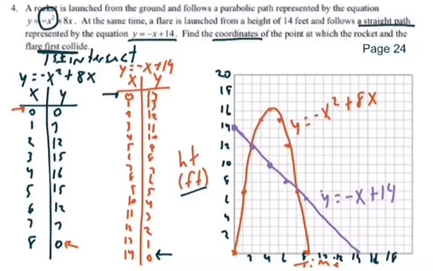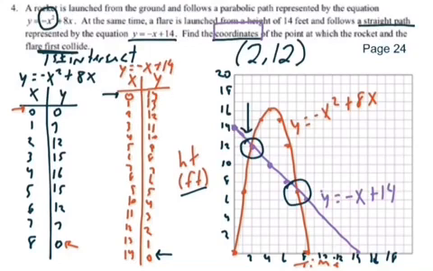Now the question again is asking to find the coordinates of the point at which the rocket and the flare first collide. Now in this case, there are 2 intersection points, but since the question is only asking where they first collide, they're only looking at the coordinate 2, 12. So the coordinates where they first collide would be 2, 12 for your final answer.